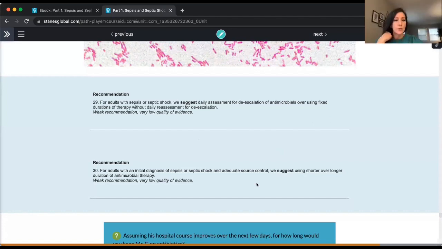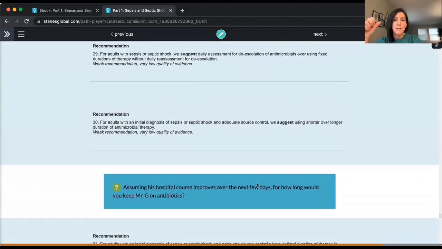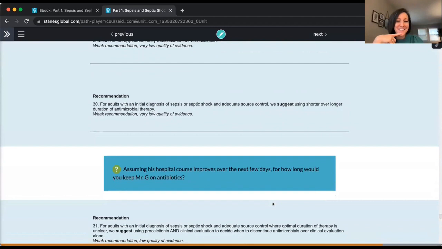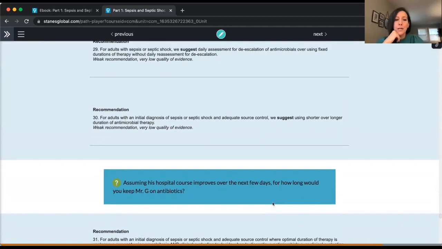Wonderful. So we're not going to do surgery. We have him on antibiotics. We know we have a gram-negative bacillus. So we need to make sure we get speciation and sensitivities, and then we can actually tailor our antibiotic choice to that specific bug instead of just using broad spectrum. Great. Karina, you're right. Assuming his hospital course improves over the next few days, for how long would you keep Mr. G on antibiotics, assuming he gets better? How many days?